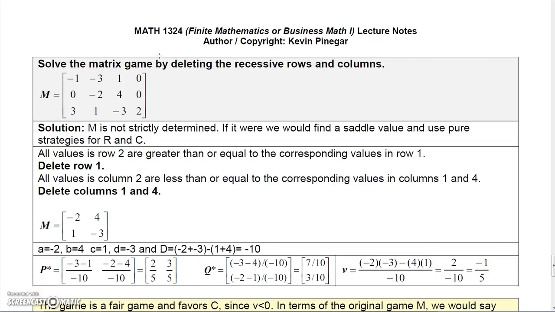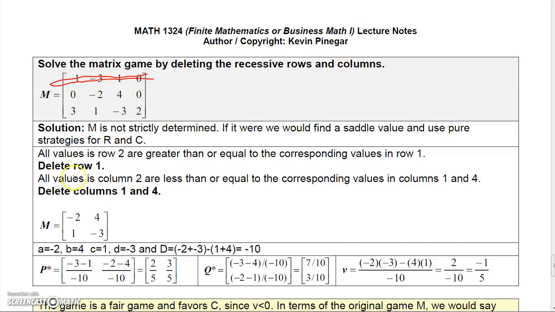Alright, let's see where I am here. Let's wrap this up. So let's solve the game by deleting the recessive rows and columns. Okay. M is not strictly determined, so I'll let you figure that out, since there's no saddle value. All values of row 2 are greater than or equal to the corresponding values in row 1. So we can delete row 1. Okay? So, 0 is greater than -1, -2 is greater than -3, 4 is greater than 1, 0 is 0.